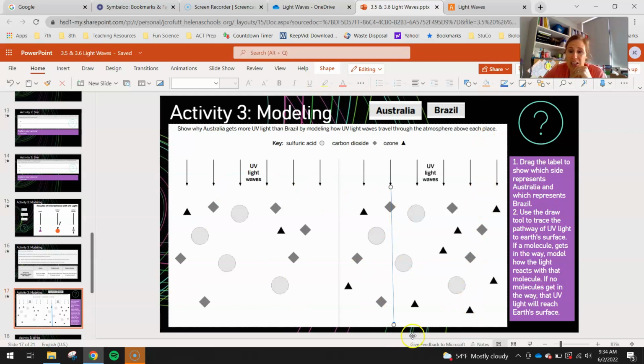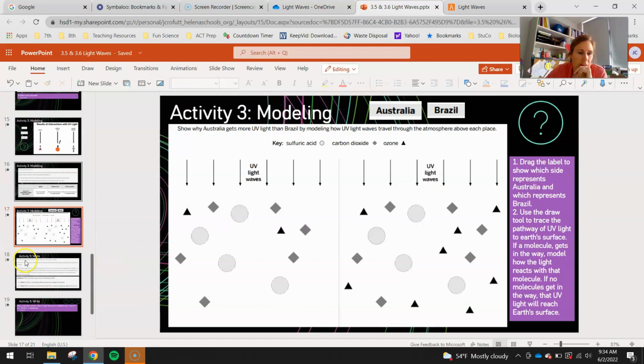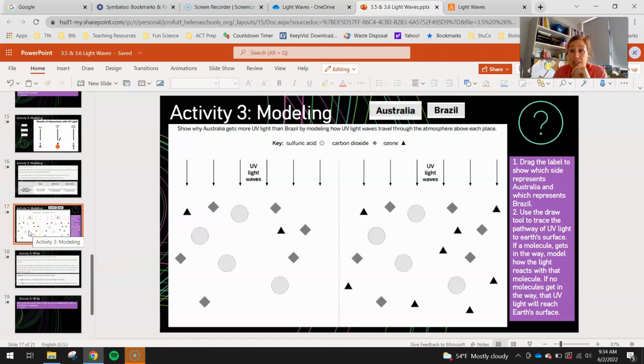Okay, so you guys are going to kind of count and figure out which one's Australia, which one's Brazil, and then how many UV lights are actually reaching the Earth's surface and how that might contribute to our cancer rate in Australia. Okay? Go ahead, take a second, pause this video, finish up this modeling tool through slide 17, and then we'll move on to our last activity.